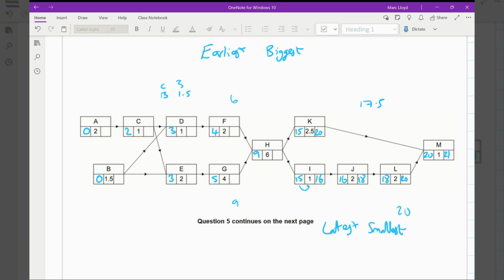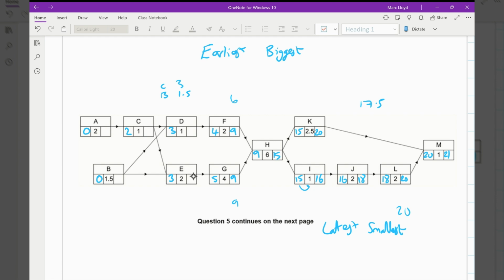And therefore, we put 15 into here. And that's because we need it to be done by 15. If it's not done by 15, if it's done at 17.5, then this whole section here will be late and it pushes a knock-on effect onto M. 15 take away 6 is 9, so we have 9 in F and into G.